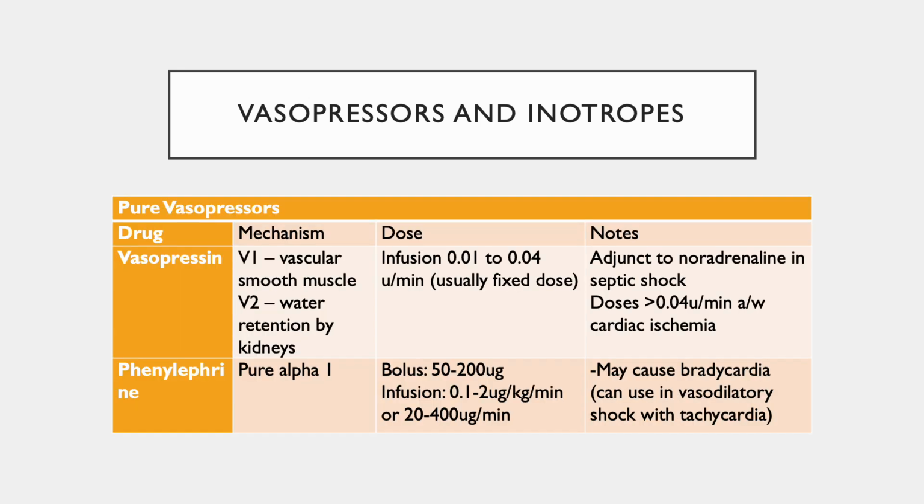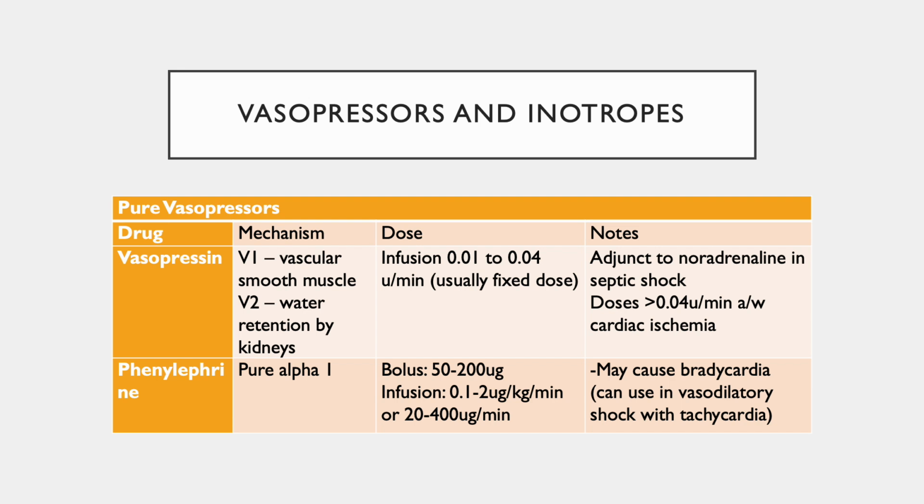Starting with the pure vasopressors, vasopressin and phenylephrine fall into this category. Vasopressin, which acts on the V1 and V2 receptors, is often used as a second-line agent in septic shock for its catecholamine-sparing effect and to address relative vasopressin deficiency that is theorized in septic shock. It is usually initiated when noradrenaline doses are in excess of 0.25 micrograms per kg per minute, and oftentimes is administered at a dose of 0.03 units per minute or 1.8 units per hour.